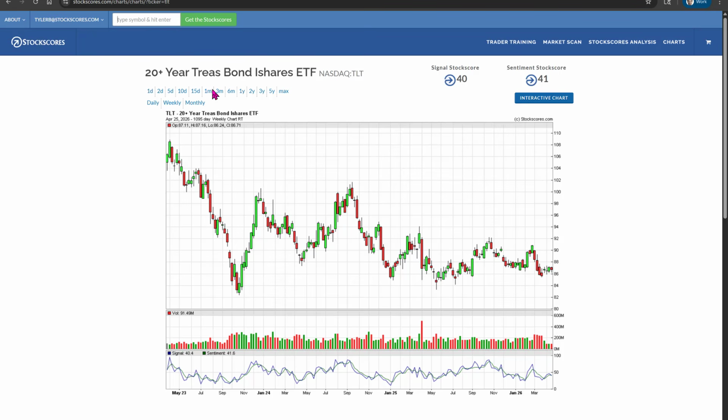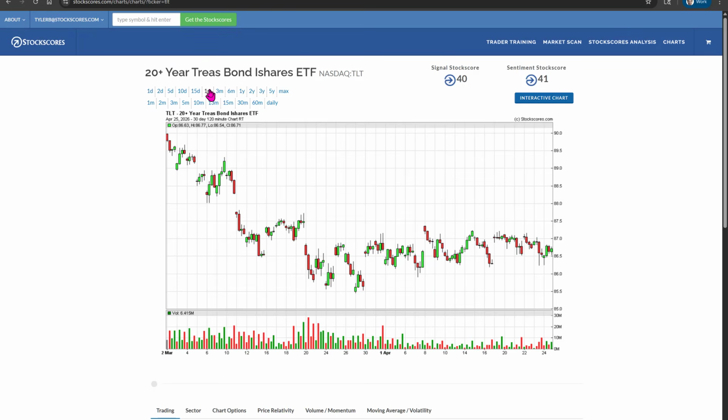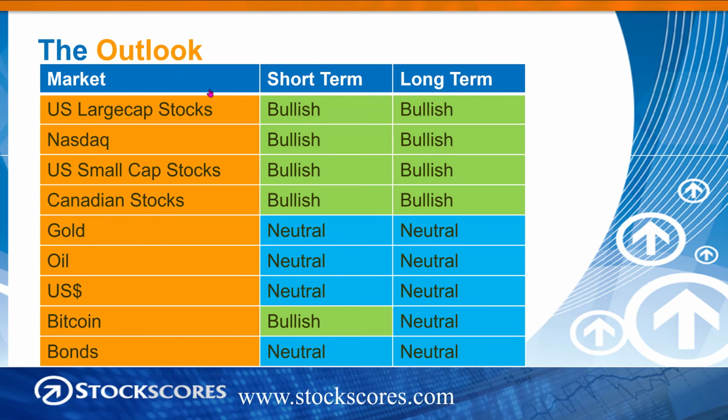Looking at the 1 month chart, it is pretty much sideways there as well. So my ratings then, all the stock markets are bullish. Gold and oil neutral, US dollar neutral. Bitcoin short-term bullish. It was bearish not long ago, and now long-term neutral. And then bonds neutral on both time frames.